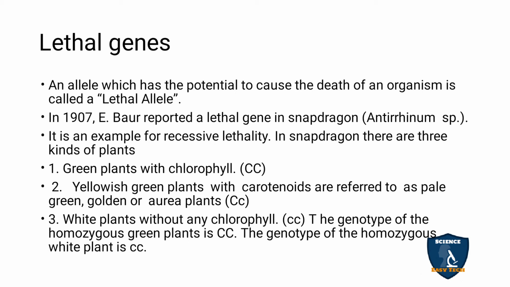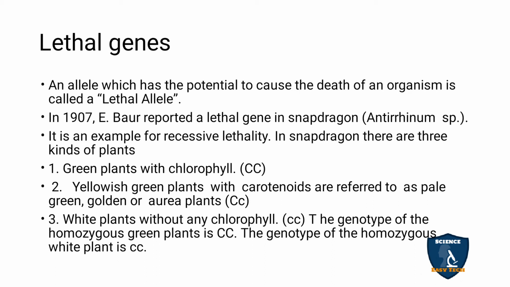So capital C is responsible for green color plants. And yellow-green colors, with carotenoids, that is yellow pigments, give a pale green, golden or aurea plant that has the genotype capital C and small c. White plants without chlorophyll are represented by small c. So the genotype of a homozygous green plant is capital C, and the genotype of a homozygous white plant is small c.